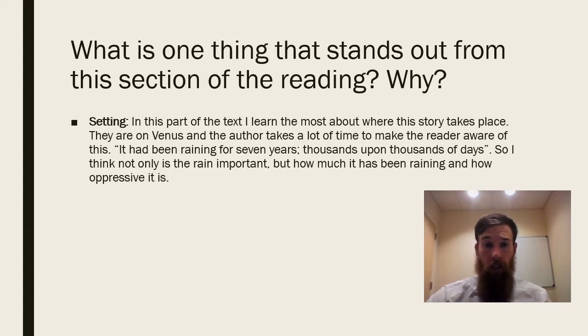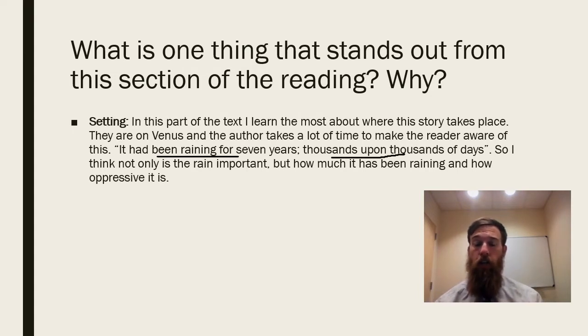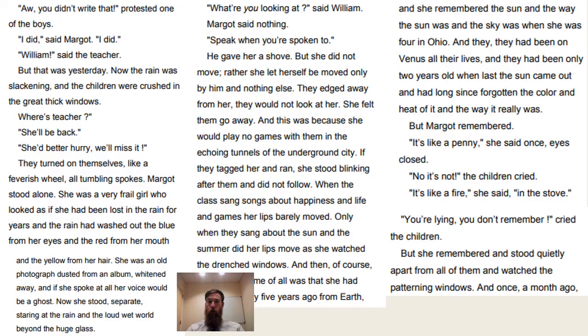On Venus, he says, it had been raining for 7 years and for thousands upon thousands of days. I think that not only is it important that it's raining here, but that it's just constantly going and it's so oppressive. That's the first thing that stands out to me in the story. So again, that's what I'm asking you to look at when you're commenting with these different story elements. Say, okay, I see setting standing out. What do I think about setting? That's my example of a model for looking at setting.